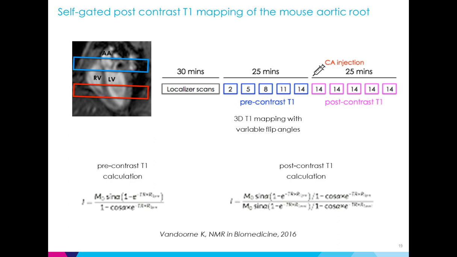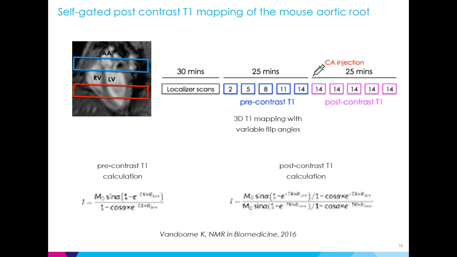One of the approaches that we have used, which I mentioned before, is actually mapping of a decrease in the T1 relaxation time after contrast agent injection. We have taken an approach that was published in NMR in Biomedicine in 2016 to look at permeability in the mouse myocardium, and we just adapted it to the mouse aortic root.